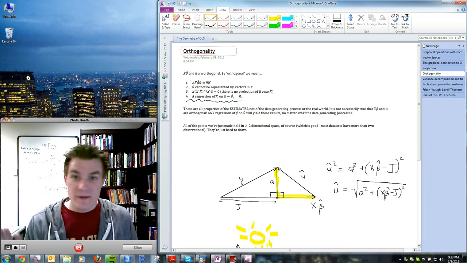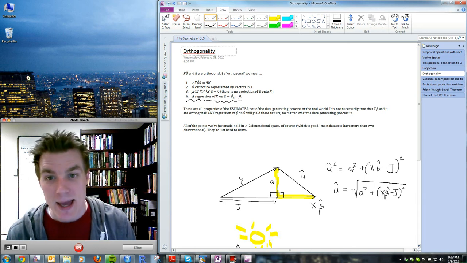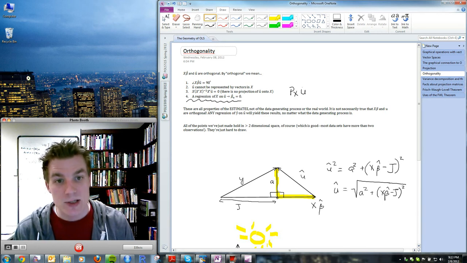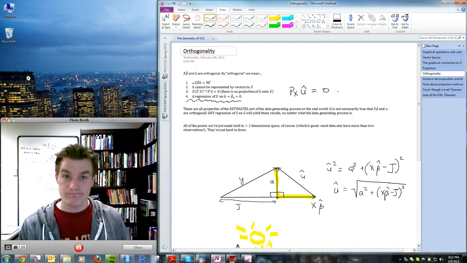Equivalent to all of these statements is that x times (x transpose x) inverse times x transpose u hat equals 0, or alternatively Px u hat equals 0. There is no projection of u hat onto x.